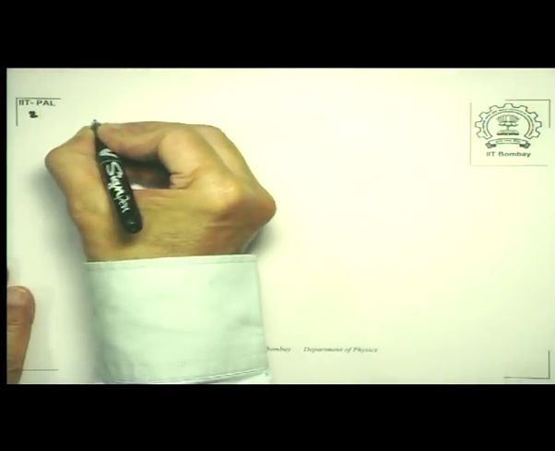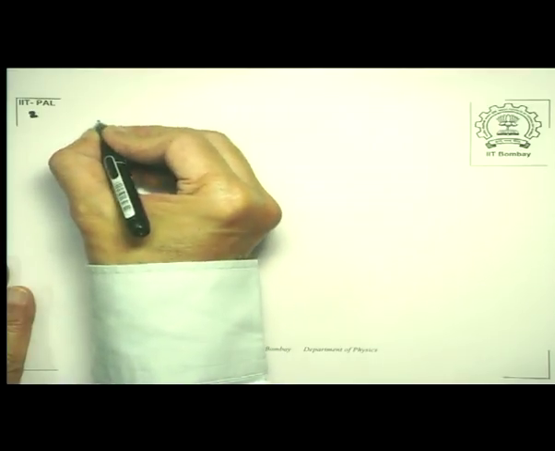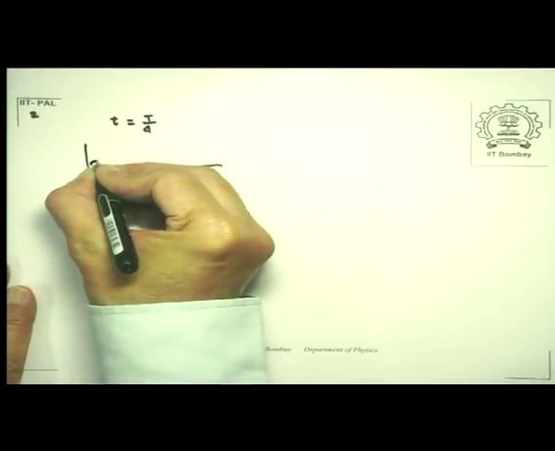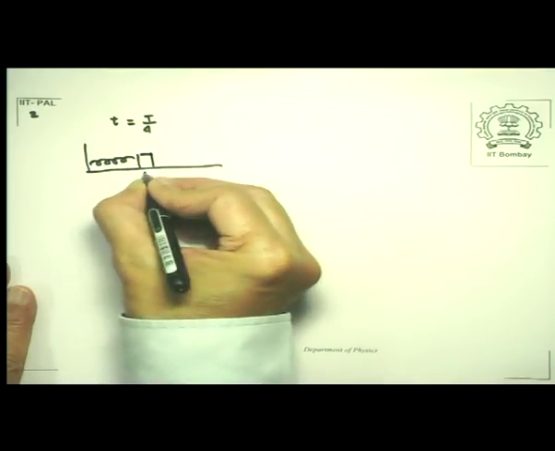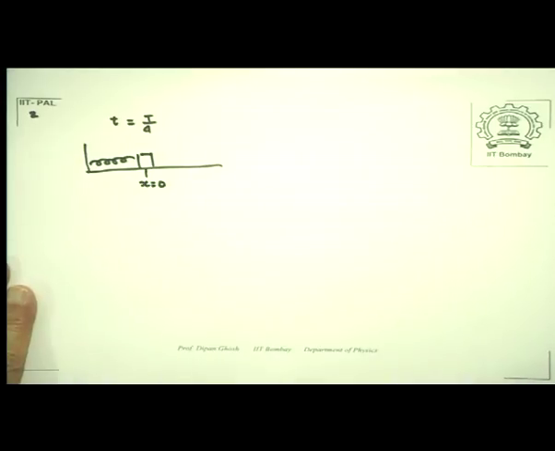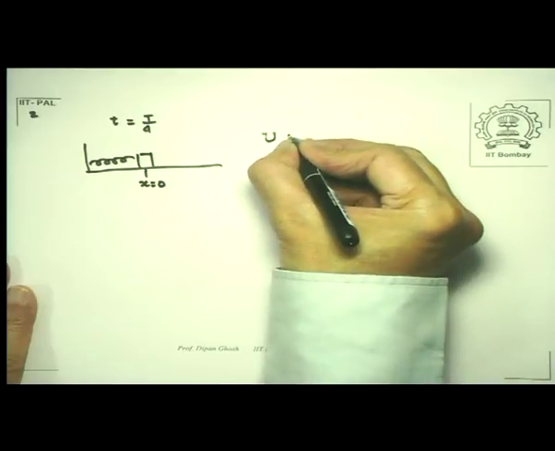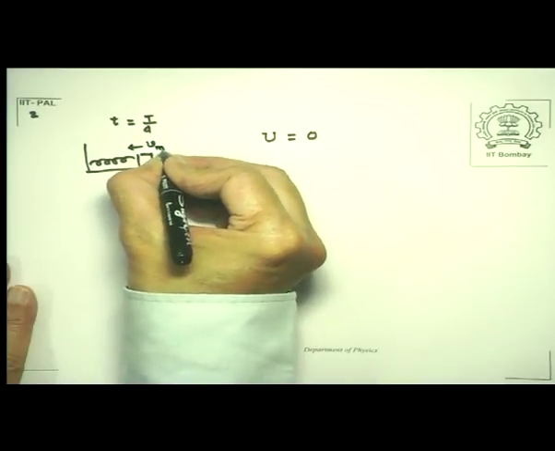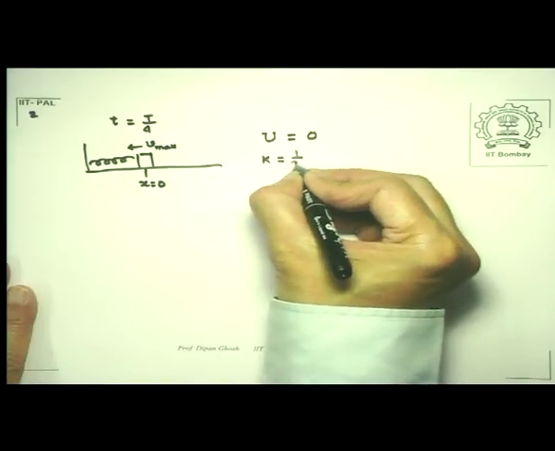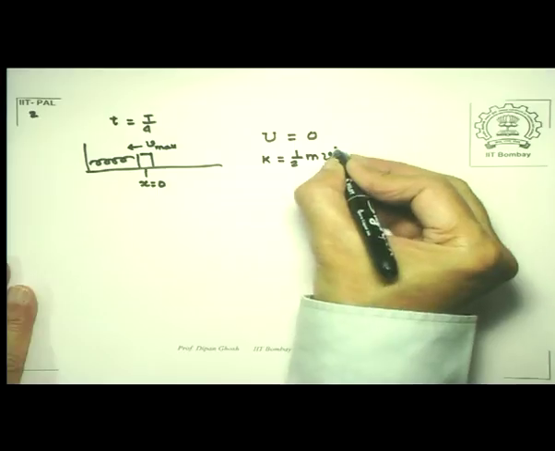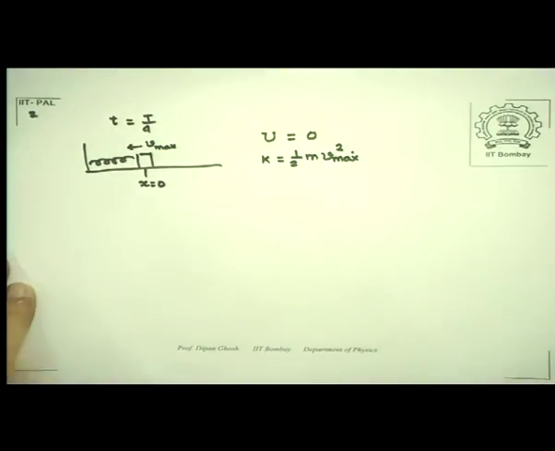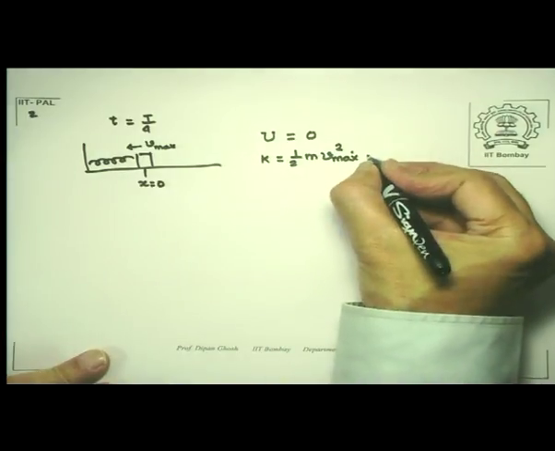As it is moving towards the left, when it reaches x equal to 0, the time t is equal to T by 4. So let me redraw that picture. This has just reached the point x equal to 0. Now at that stage there is no spring energy, so U is equal to 0, but the velocity is maximum here, so let me call it v max. So the kinetic energy is half m v max square. Obviously this kinetic energy must be equal to the maximum spring energy which was there at the other end. So kinetic energy is at its maximum, K max.